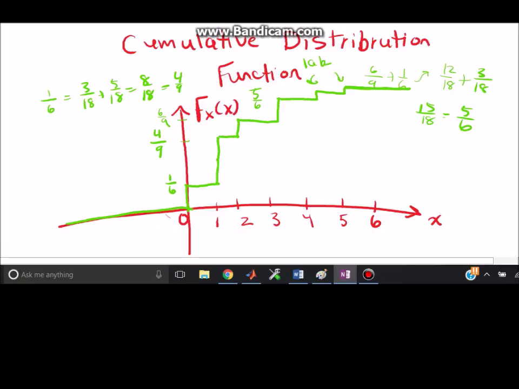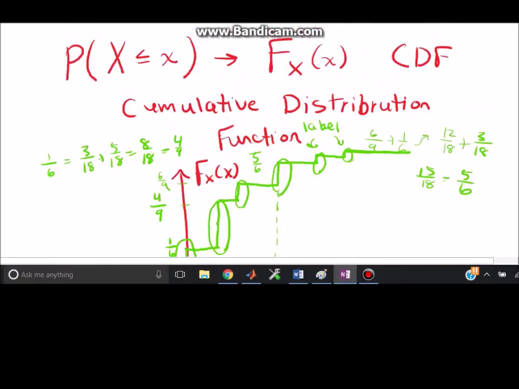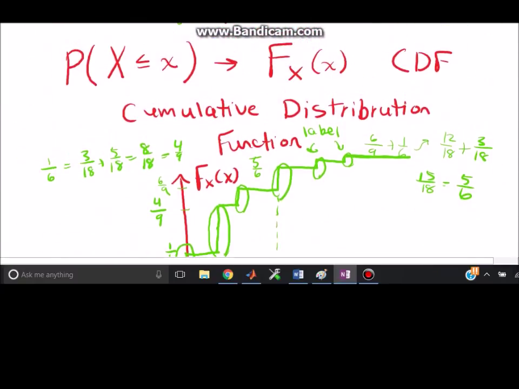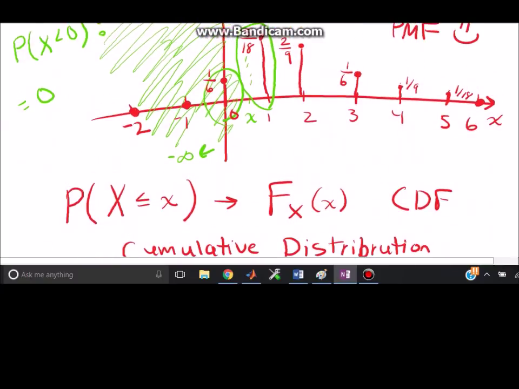If I were you, I would always label these points. I'm not going to do it now because I don't feel like it, but basically the idea is each of these jumps is the value of the probability measure at that possible outcome. So if you look at the probability that x is equal to 3, it's 1/6. Well, that's the value of the jump. So the CDF basically just sums up all the probabilities at a given point x that are to the left of it, coming from negative infinity. So all the probabilities to the left of it.